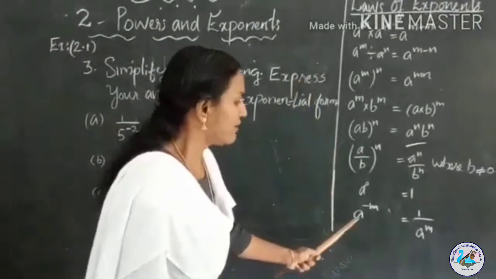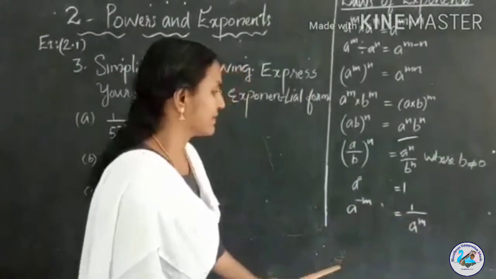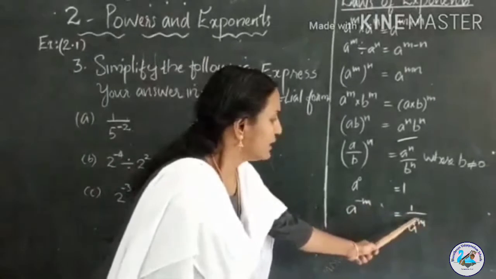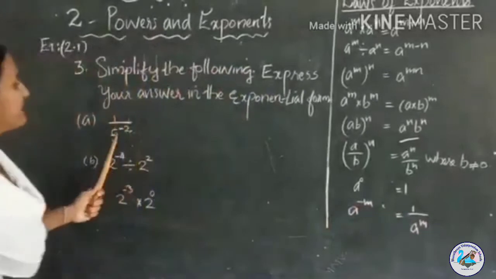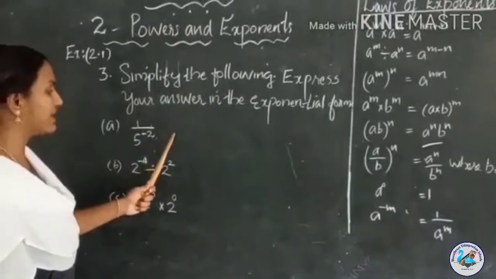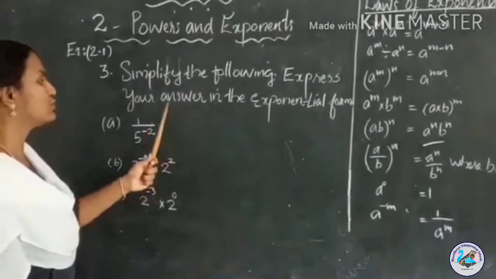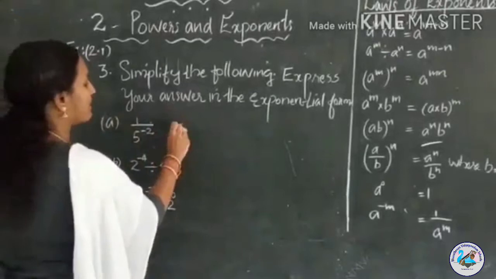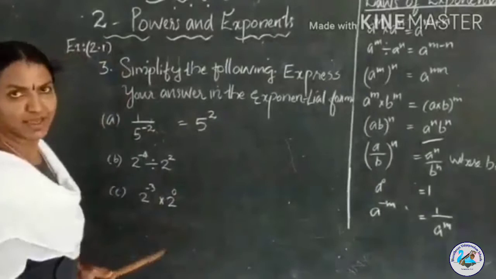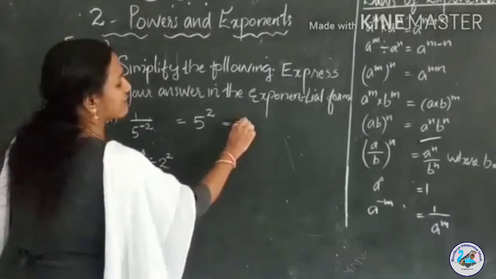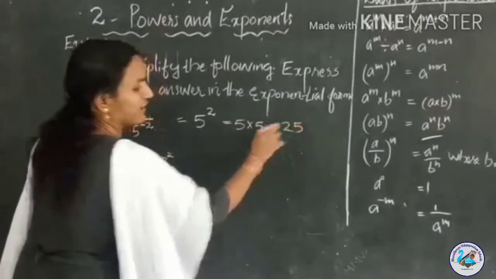So one more formula we are adding to the list: a power minus m is equal to 1 by a power m. Here the denominator can be changed to numerator, a power minus m. So 1 by 5 raised to minus 2 can be written as, here the power of the denominator is minus 2, so it changes to the numerator: 5 raised to plus 2, or 5 square. 5 square can be written as 5 multiplied by 2 times. 5 into 5 is equal to 25.